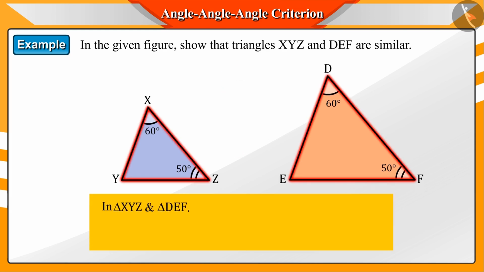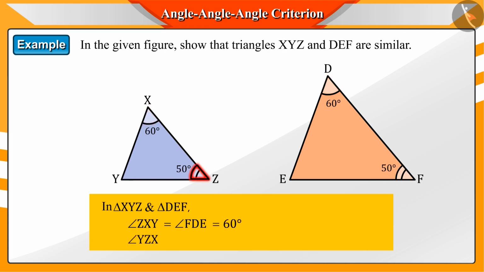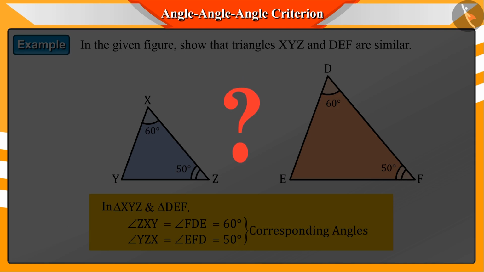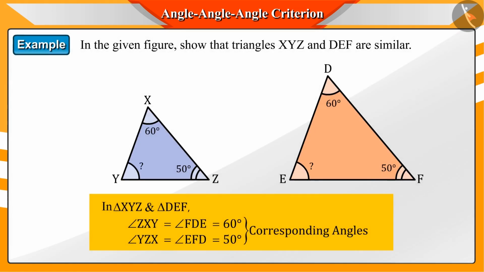You can see in the figure that the corresponding angles, angle ZXY and FDE, and angles YZX and EFD are equal. Can we prove the similarity of triangles with the help of these two angles? No. For doing this, we need to know the third angle or the corresponding sides of the triangle. Can we find any other measurement of this triangle?